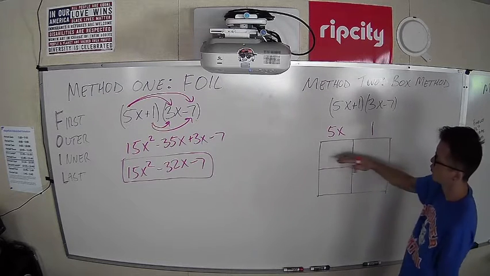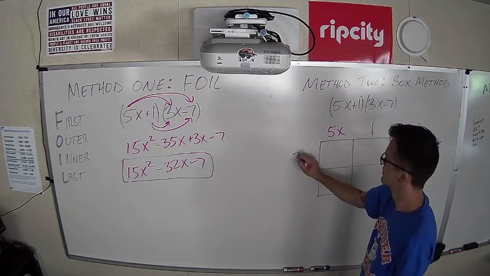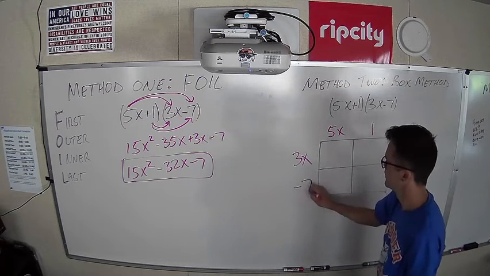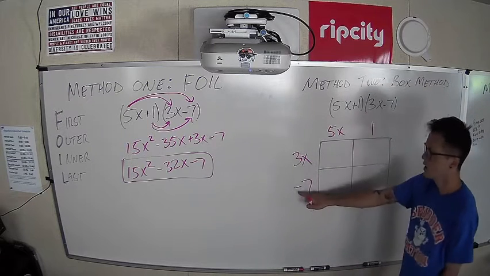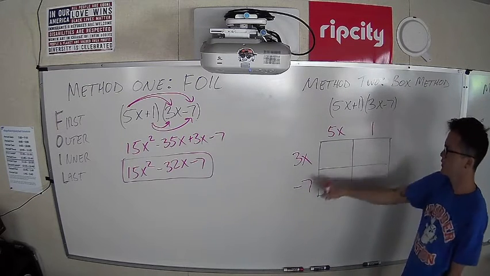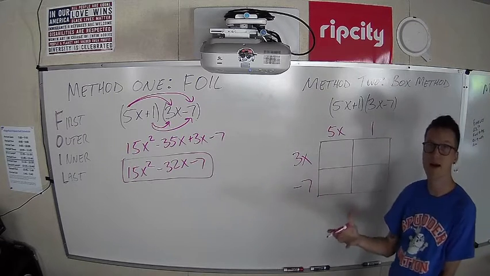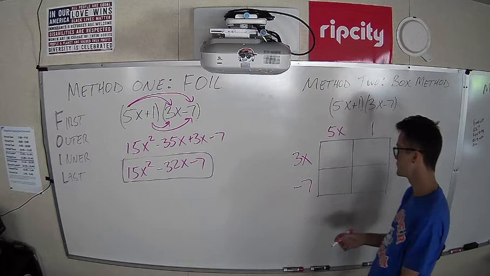And then we're going to do the same thing in the rows over here. So I'm going to put my 3x. The 3x gets the top row, and the negative 7 gets the bottom row. Be extra careful with the negatives. If you have a negative, you need to keep it. This one doesn't have anything because it's positive. Of course, if there's no sign there, we assume it's positive.